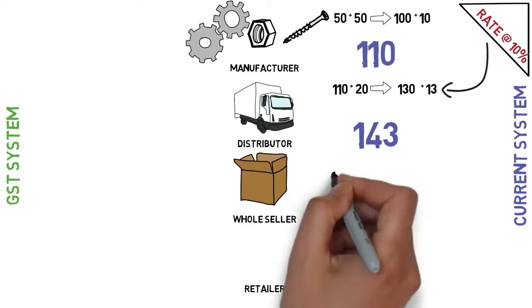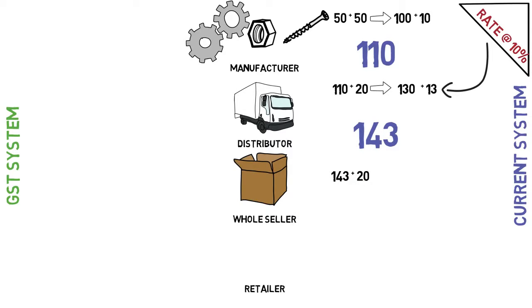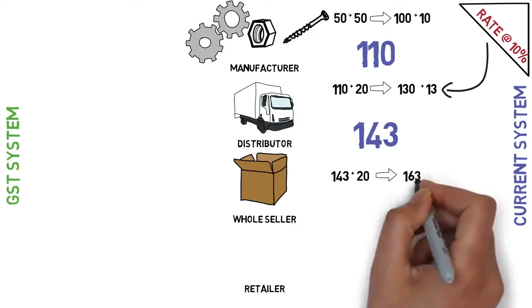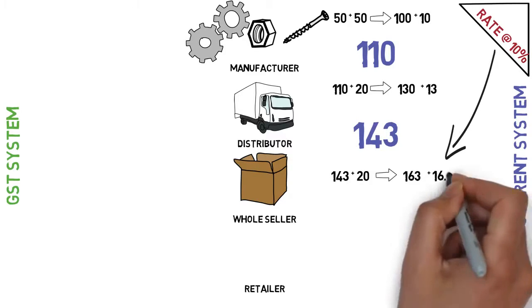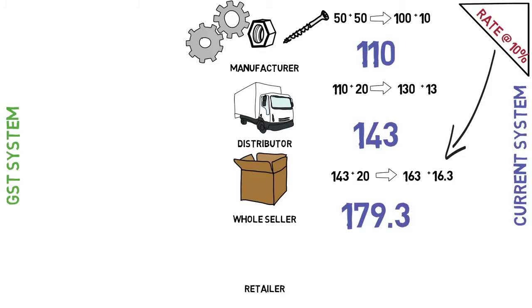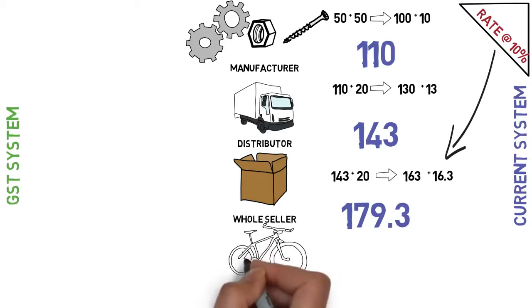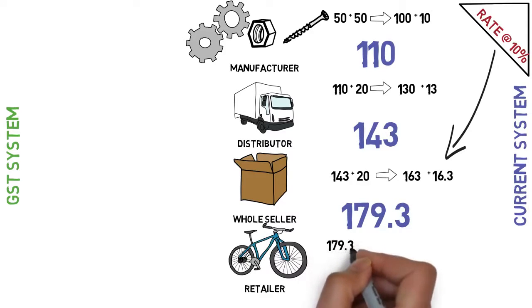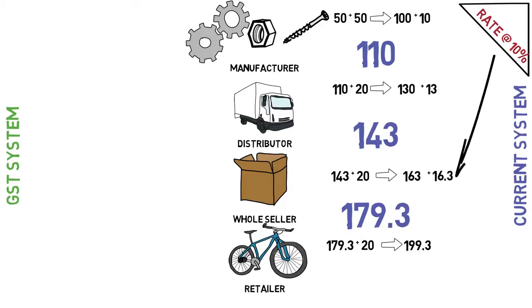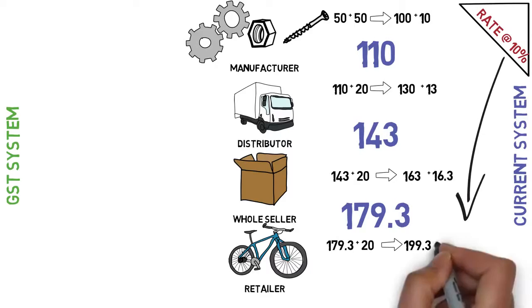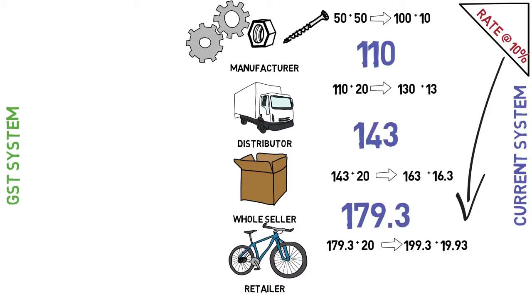The wholesaler follows the same pattern and the price becomes 143 plus 20, that is 163, and 10% tax, which is 16.3 rupees, and sells it for 179.3 rupees to the retailer. Then the retailer adds 20 rupees profit and the price becomes 199.3. The consumer buys this product from the retailer by paying 10% tax on 199.3, that is 19.93 rupees. So the final consumer price is 219.23. This is how the current taxation system works in India.